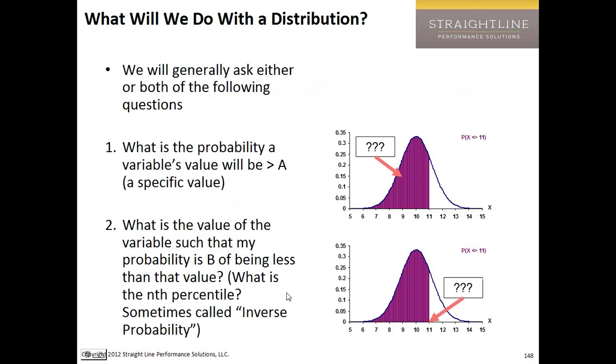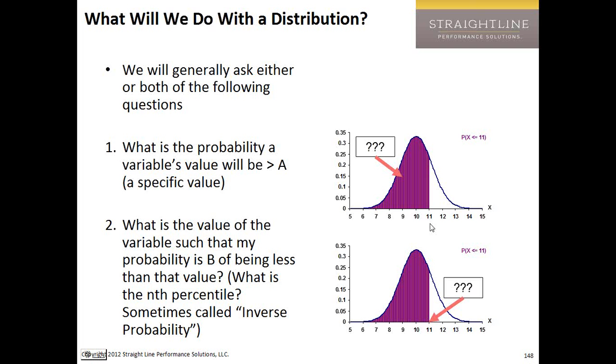Okay, what will we do with the distribution? For right now, I want us to focus on essentially two questions. The first question we can ask is, given a probability distribution and a spec, calculate the area under that probability distribution curve on one or both sides. In other words, given that we have a cycle time spec of, let's say this is delivery time, turnaround time for a delivery, suppose that we have a customer spec of 11 days. We don't want it to be more than 11 days.